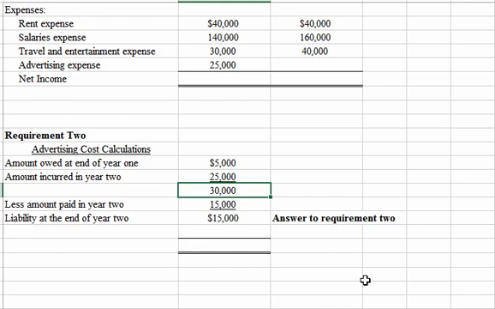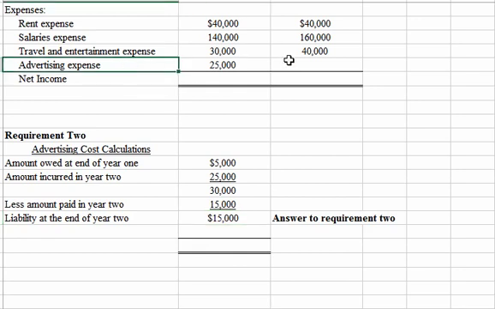If you look at the chart, cash disbursements for advertising in year two were $15,000. So we subtract out the amount paid in year two to the advertising agency, $15,000, and that leaves us with a liability at the end of year two of $15,000. All right, that's the answer to requirement two, but from here we want to work our way into how much was advertising expense for year three.